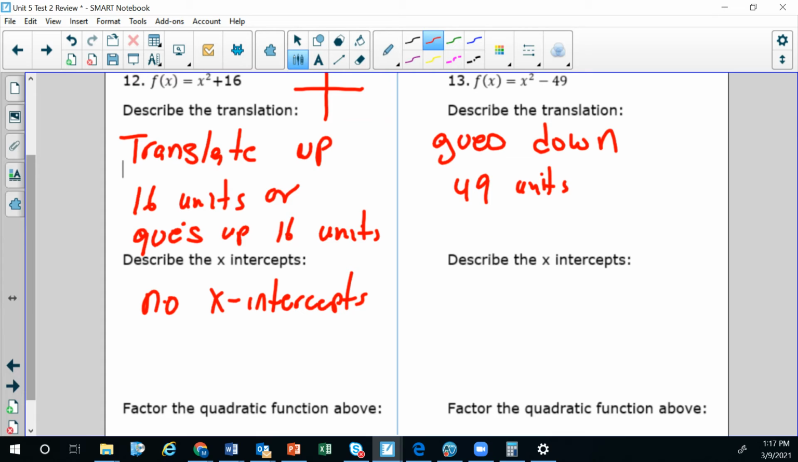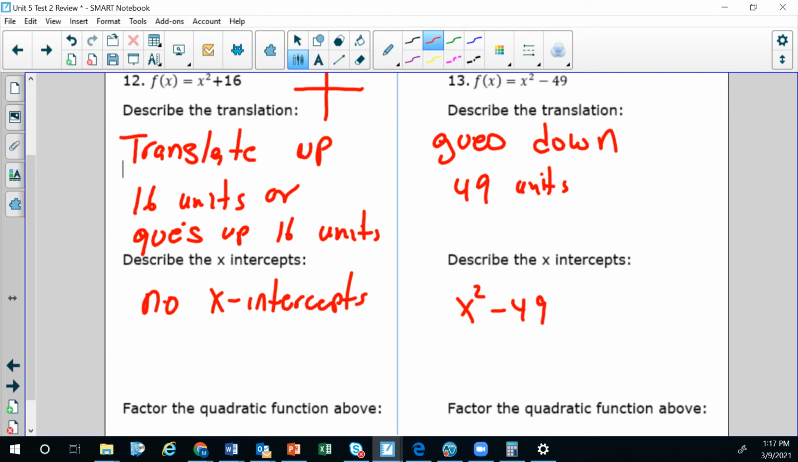Describe the x-intercepts. The graph crosses the x-axis, so I'm going to have a positive 7 and a negative 7 x-intercepts. And you can solve this, let's do this real quick. Let's write this as x squared minus 49. There are two ways.